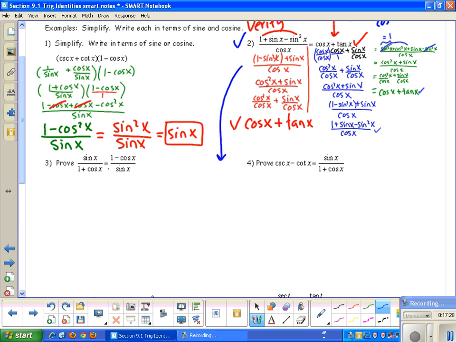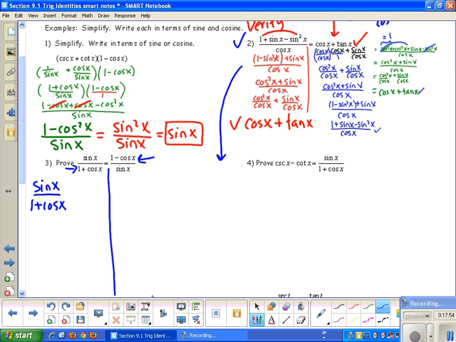On the left side, I'm going to draw my line going down first, and then I have the sine x over 1 plus cosine x. I don't have any reciprocal identities, and I don't have any tangents or cotangents to change into sine or cosine. So if I look at the right side of my equation, I notice that the numerator is 1 minus cosine x, whereas the denominator here is 1 plus cosine x.